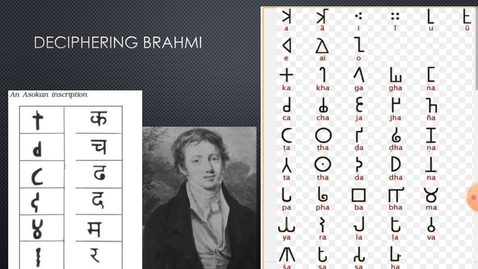We have been studying how our major source of information till now was the inscriptions and the coins. Let us now see how the historians understood what was written in these inscriptions and who they mention.